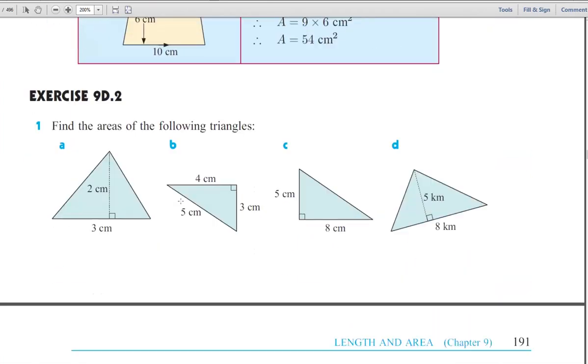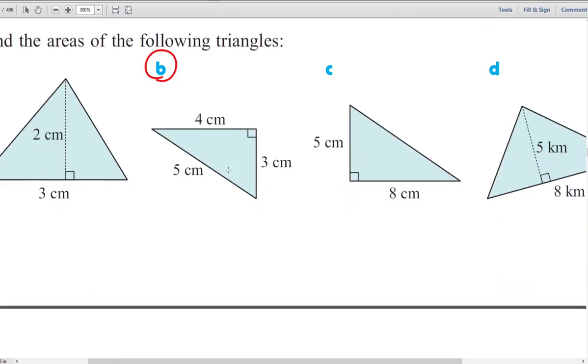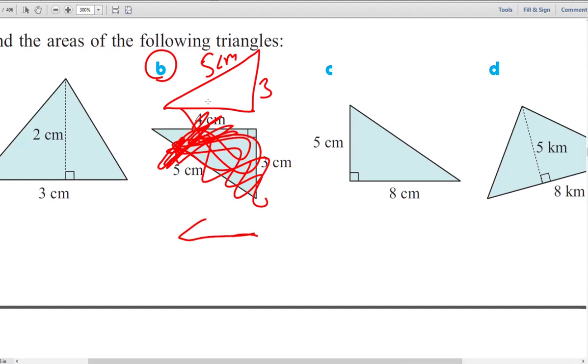So let's see. Can you find the area of this triangle? You can invert this picture, you can look at this picture this way. Maybe the other way. Let's invert it. Yeah, the base is 4 centimeters, the height is 3 centimeters, and we don't care about this hypotenuse for now. So what do you think the area of this triangle is going to be?